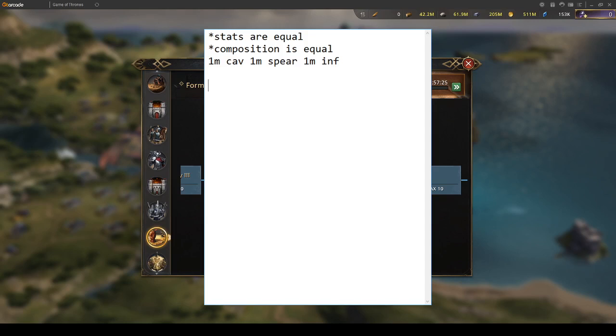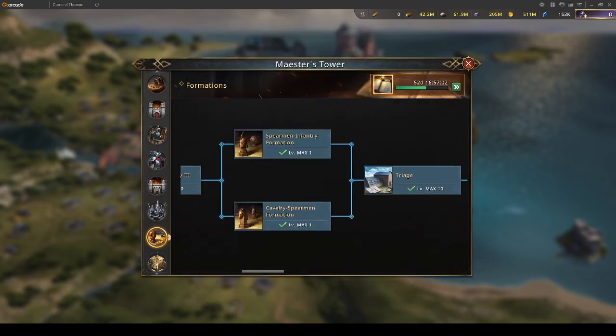Composition is a bit difficult to explain because there are a lot of variables. If your stats are stronger, you can have more leeway with your composition. Having a stats difference basically means the person with the lowest stats has to pick the correct formation to reduce losses or to kill more. So why is this? Let me show you.